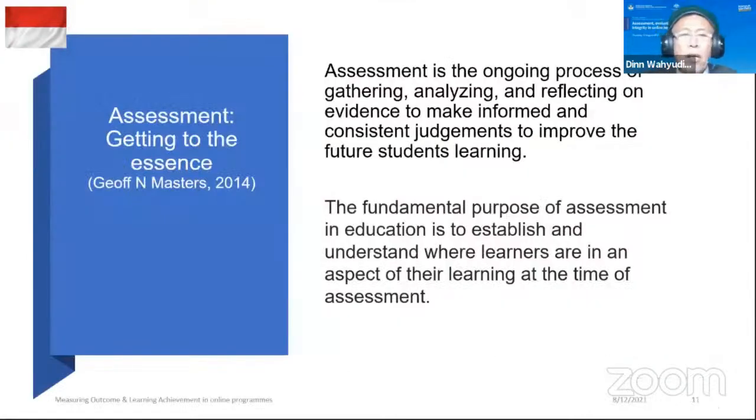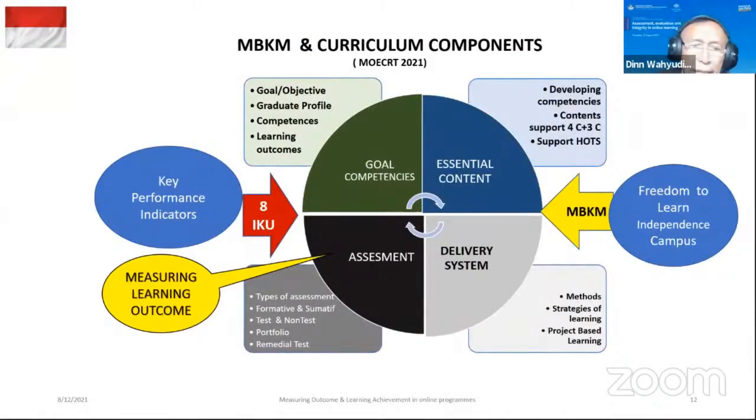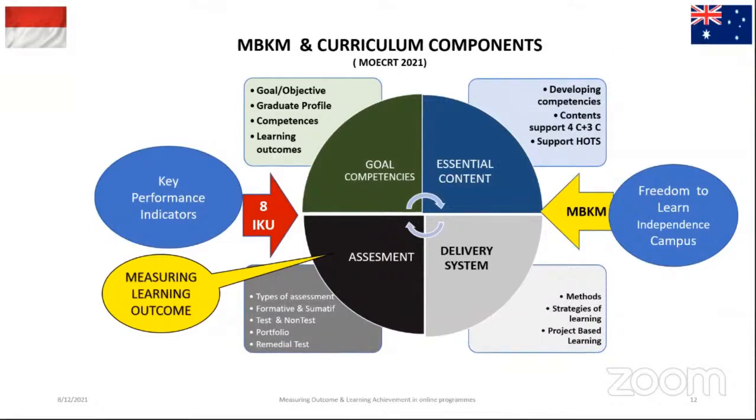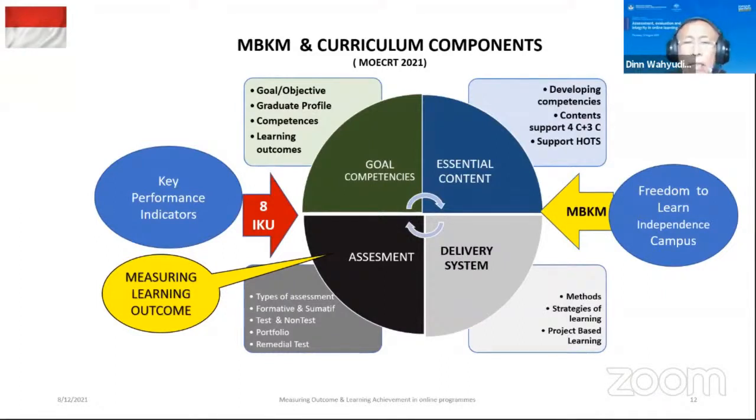Now, when we talk about curriculum components relating to assessment in an online program, it can be seen here the relationship between goals and the competencies that should be achieved. It also contains the graduate profile and learning outcomes. This has already been done by our university, by individual lecturers. Essential content: the lecturer should carefully choose what essential content should be put in the online program. The third one is the delivery system: what methods and strategies of learning should be conducted even in an online program. And the last one is the assessment itself.